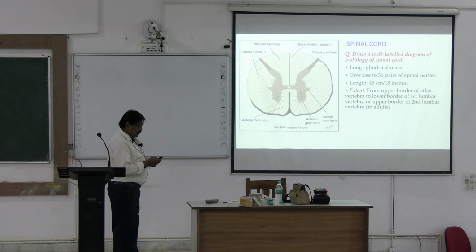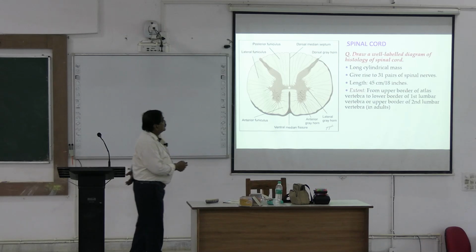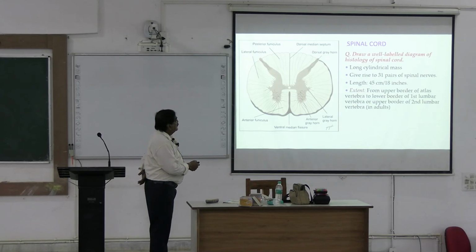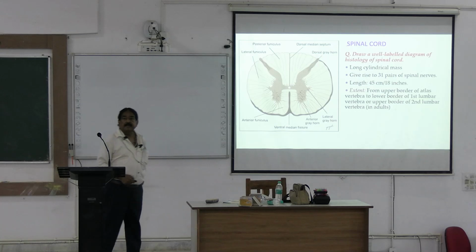Now, spinal cord. See, this is important. Draw a well-labeled diagram, histology of the spinal cord. Long cylindrical mass that gives rise to 31 pairs of spinal nerves. Length 45 centimeters, or 18 inches. Extends from the upper border of the atlas vertebra to the lower border of the first lumbar vertebra or upper border of the second lumbar vertebra in adults.